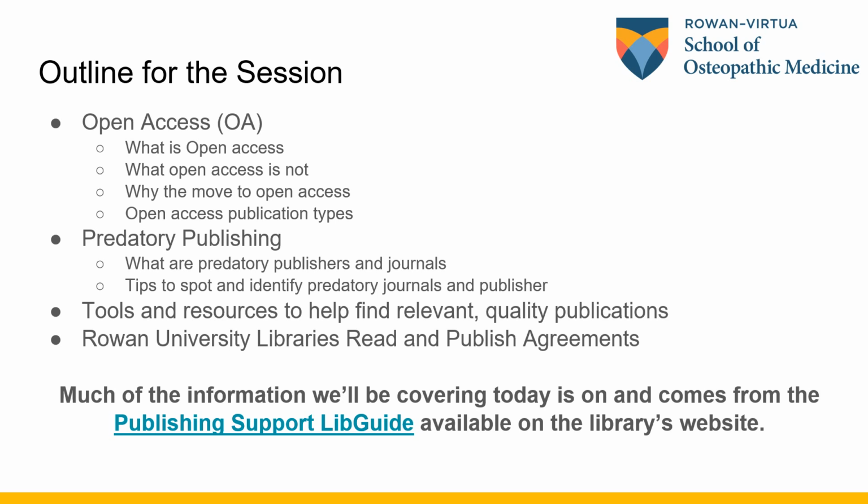We're going to talk about some tools that can help you find appropriate quality journals that you can submit your work to and avoid predatory journals. We'll also touch on help with open access funding for Rowan authors available through the Rowan libraries. Also, much of what we're covering today comes from the Publishing Support LibGuide available on the library's website.